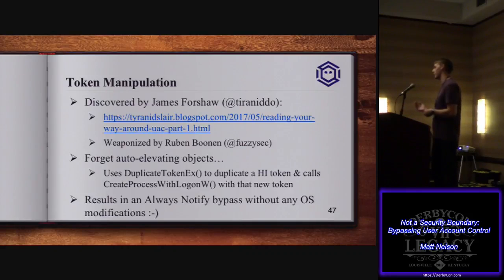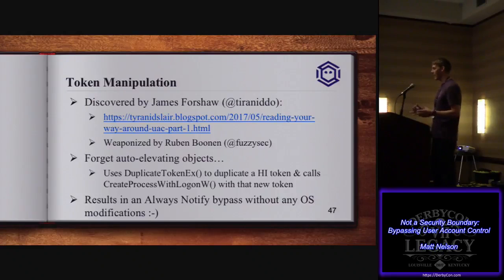So the way that this works is you identify a process that is in the context that you would like, right? So one that's in a high integrity context. And since you are able to get a handle to that process, you can call OpenProcess through the Windows API, get a handle to that process, and then you can do OpenProcessToken to actually open the token of that process.